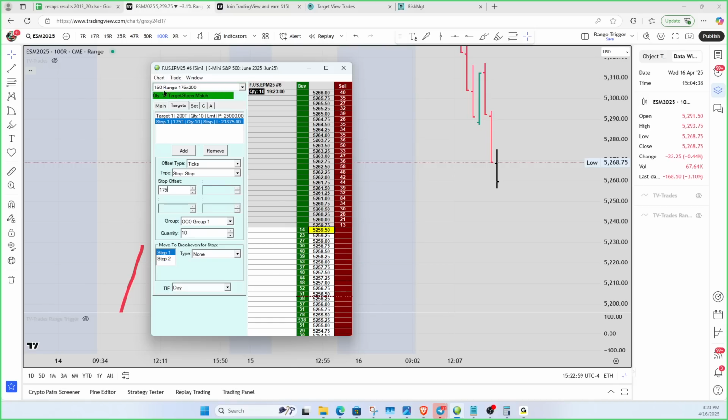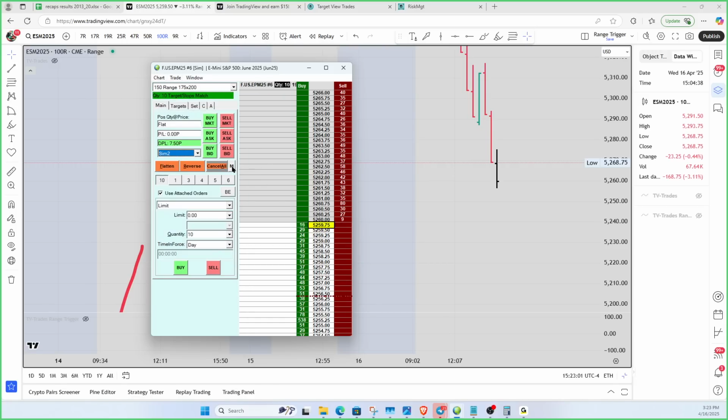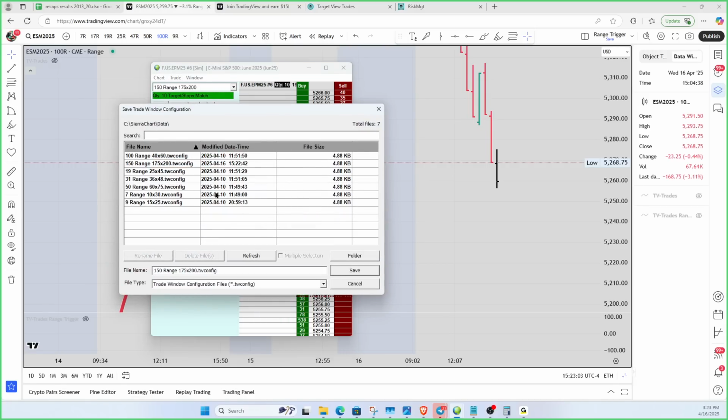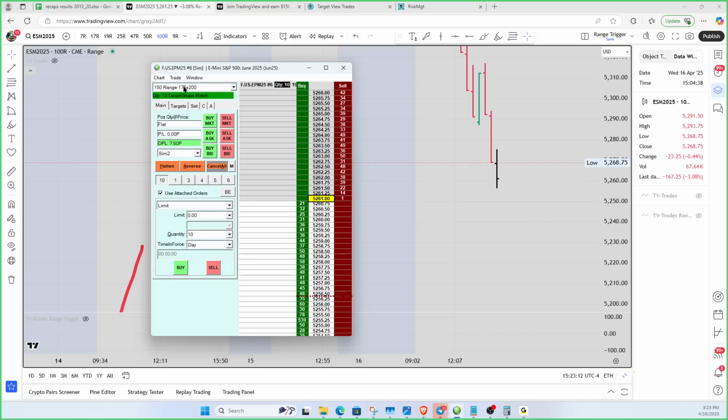You got to remember to go back here to main, go to the M, which is menu, go to save configuration and save the configuration. Give it a name and make it meaningful. Okay, because what you put in here, what you show right here, is what's going to show up here.